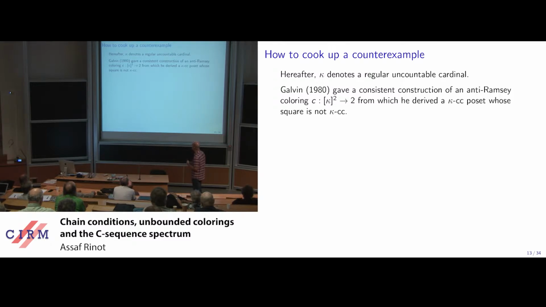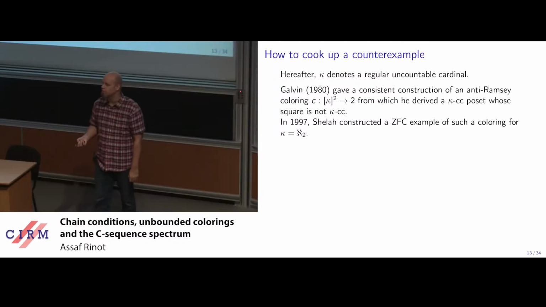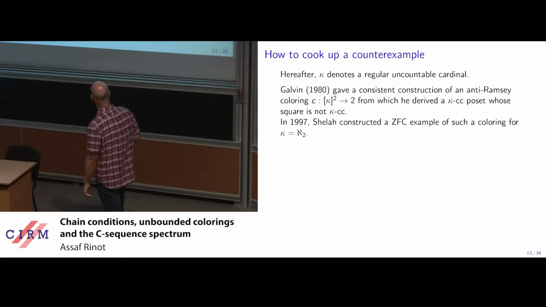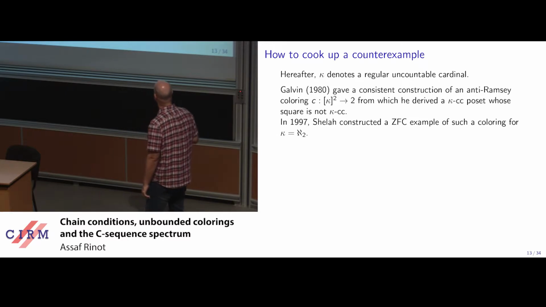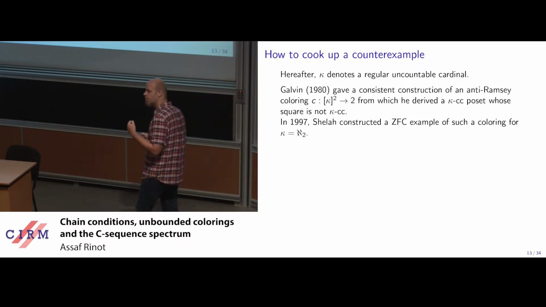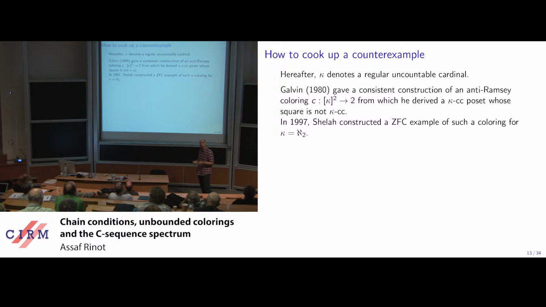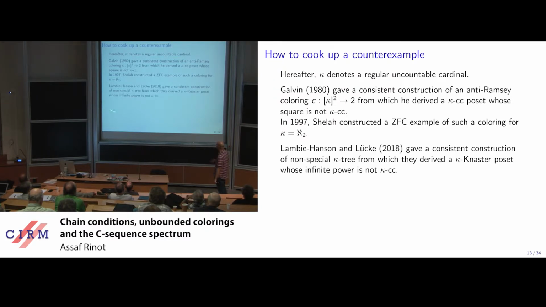And then the key was, he used the GCH assumption to show that such colorings exist. But the key was that Shelah found in 1997 that you can construct in ZFC such a coloring. You can construct a coloring satisfying the anti-Ramsey statement of Galvin, and from which you get a poset which is Aleph2-CC whose square is not Aleph2-CC. So this had to do with non-productivity of the chain condition. What about Knasterness? This is what was done in the work of Lambie-Hanson and Lücke.